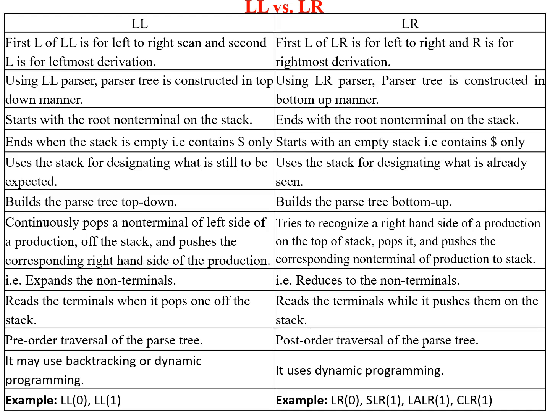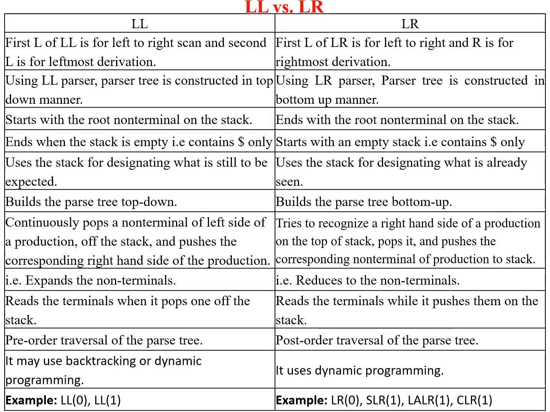In LR parsers, we are continuously popping the right side of the production off the stack and pushing the corresponding left side non-terminal. That means we are identifying the right side of a production on the stack. Whenever you identify it, we replace it with the non-terminal. In the LL case, the non-terminal is replaced by the right side of the production.